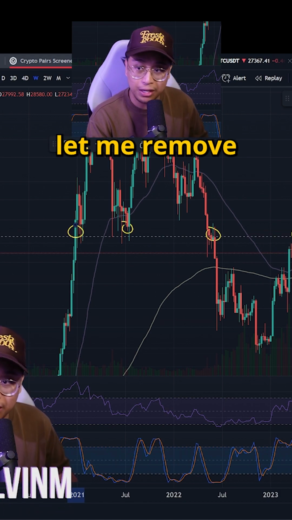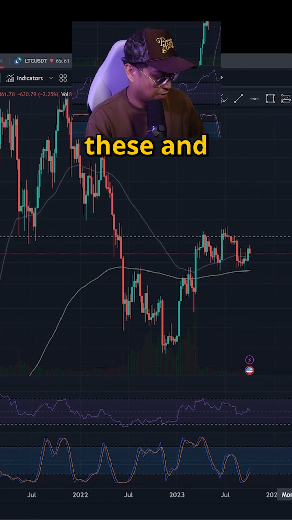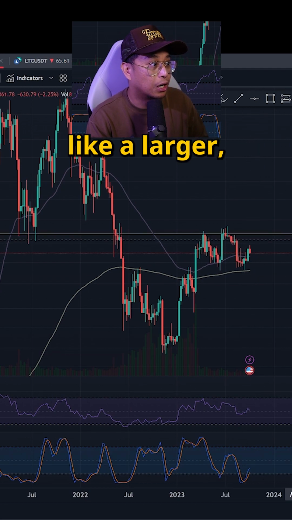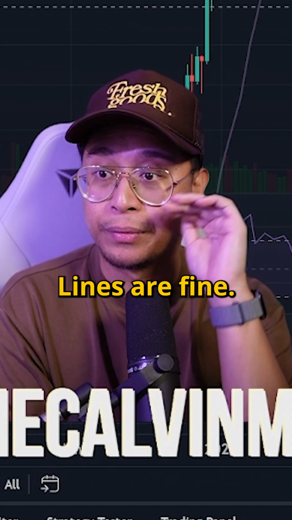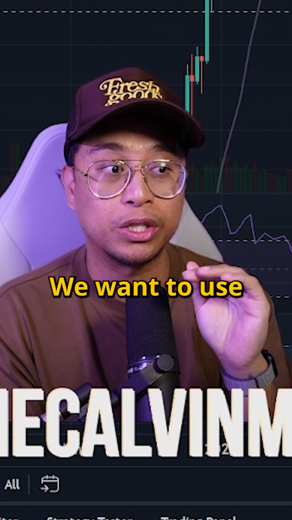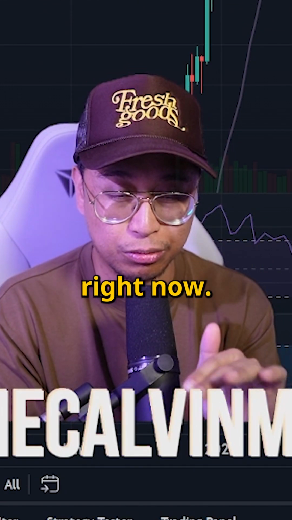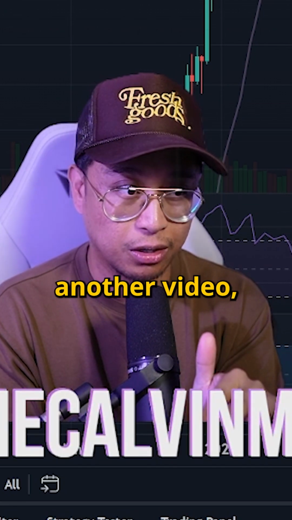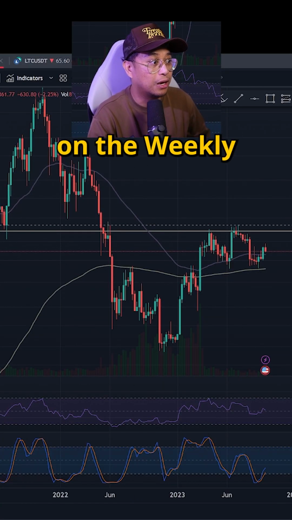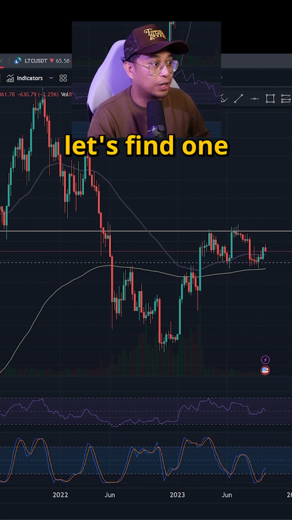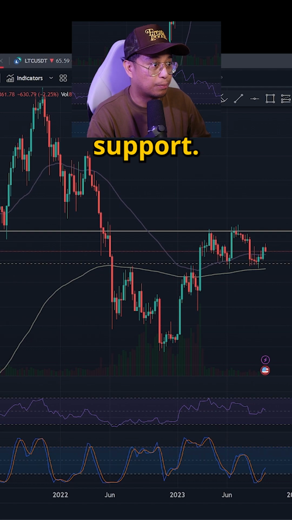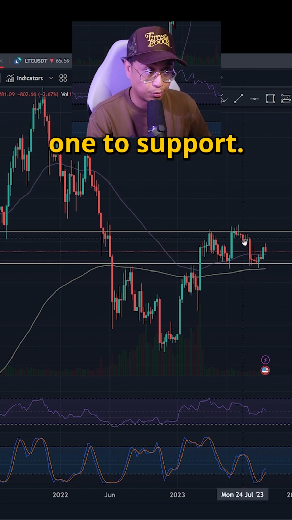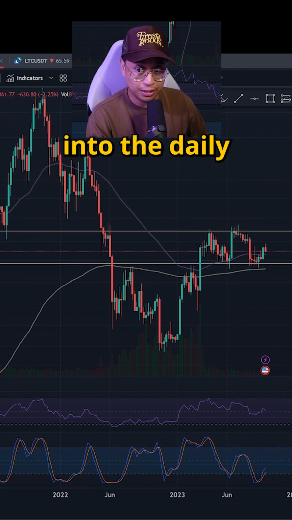So let me remove these and put a larger, thicker line. Remember, I'm zoomed out on this. Lines are fine, you can use lines. Some people prefer zones, but I'm not going to use zones right now. That could be in another video. All right, so we did one on the weekly. And then let's find one that's sort of like the bottom for our support. So top one's resistance, bottom one is support. And then we're going to zoom back into the daily time frame.